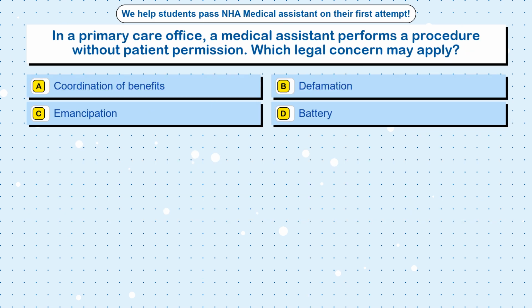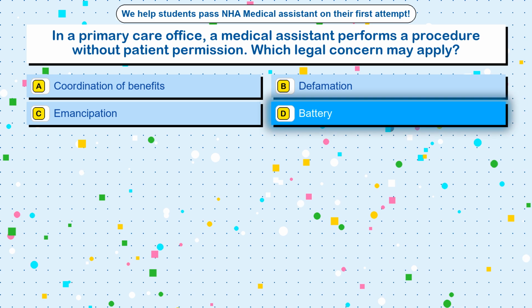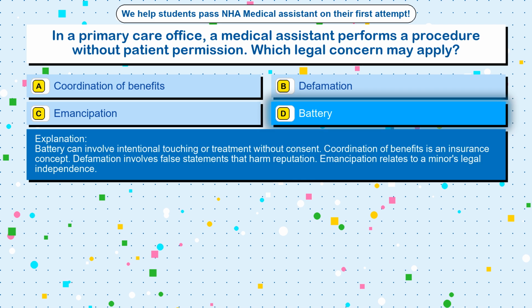Question 68. In a primary care office, a medical assistant performs a procedure without patient permission. Which legal concern may apply? Option A, coordination of benefits. Option B, defamation. Option C, emancipation. Option D, battery. The correct answer is option D, battery. Battery can involve intentional touching or treatment without consent. Coordination of benefits is an insurance concept. Defamation involves false statements that harm reputation. Emancipation relates to a minor's legal independence.